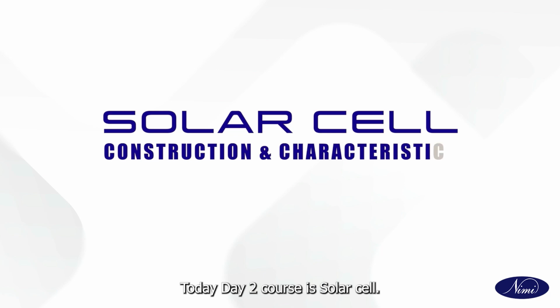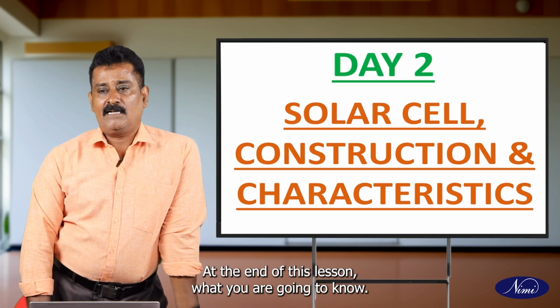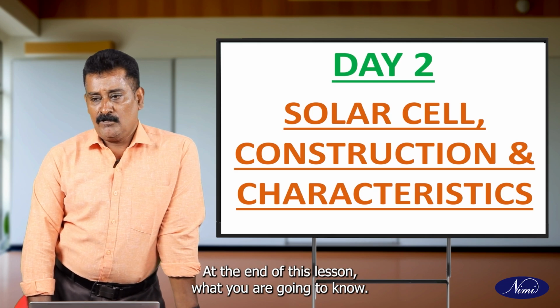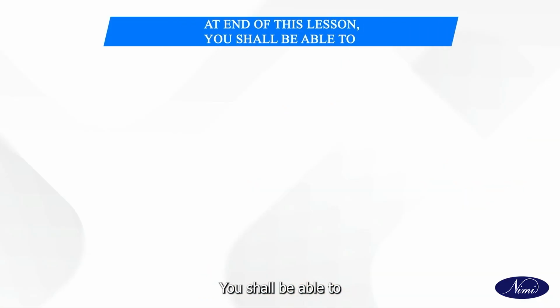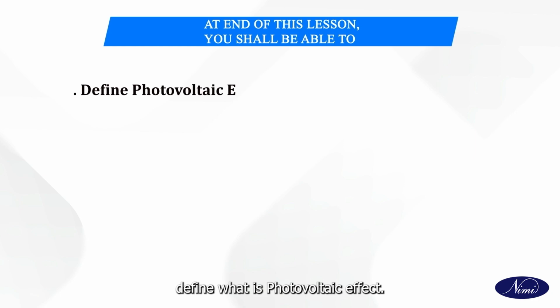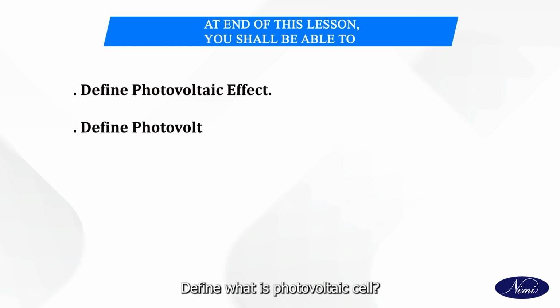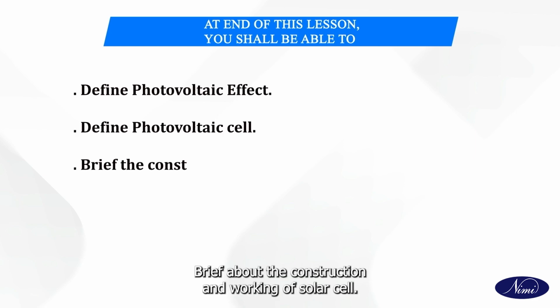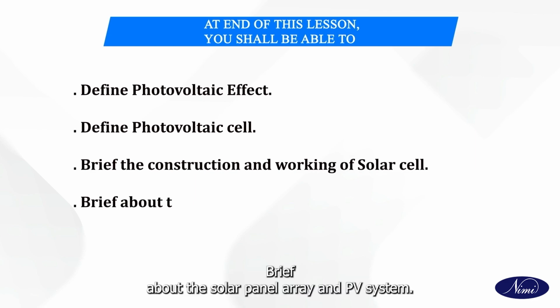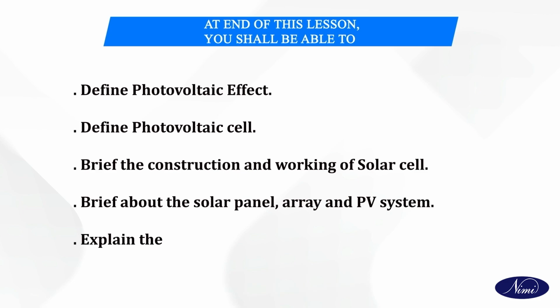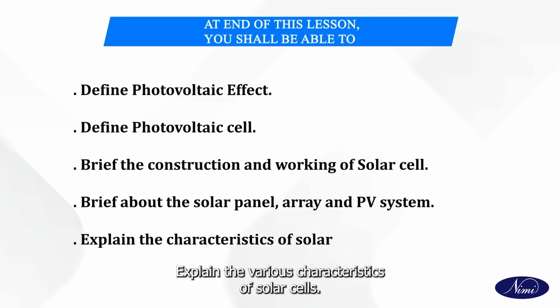Today's day 2 course covers the solar cell, construction of the solar cell, and characteristics of the solar cell. At the end of this lesson, you shall be able to define what the photovoltaic effect is, define what a photovoltaic cell is, briefly explain the construction and working of a solar cell, briefly describe the solar panel, array and PV system, and explain the various characteristics of solar cells.